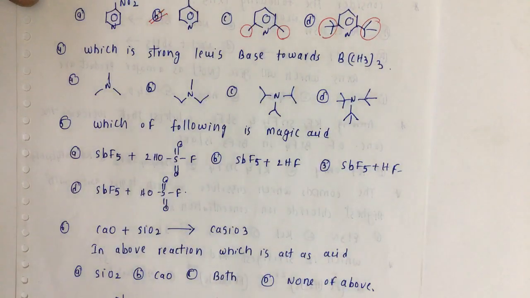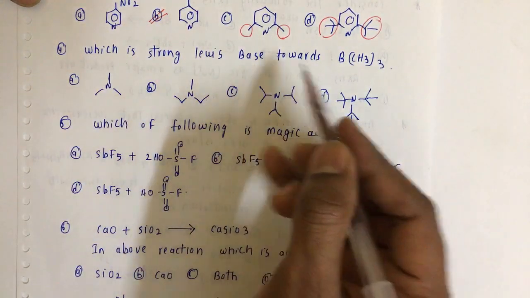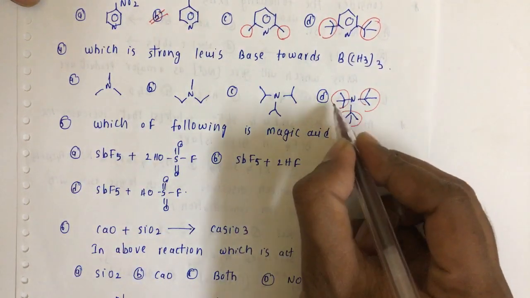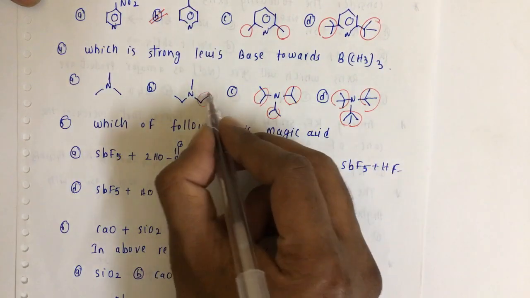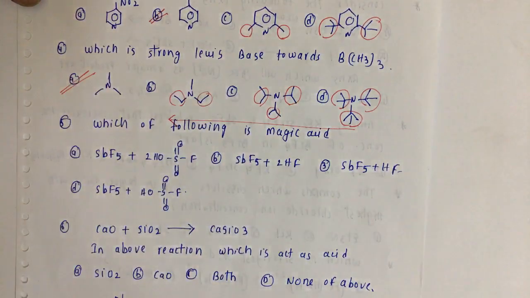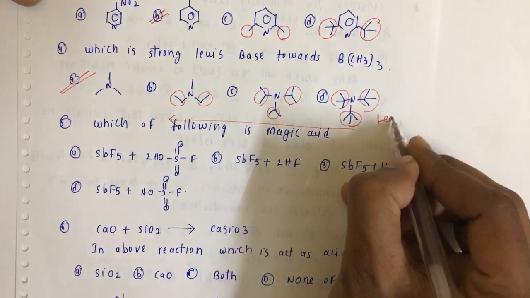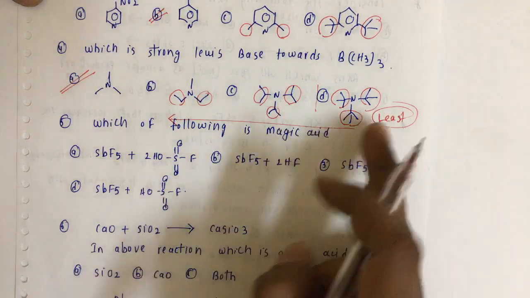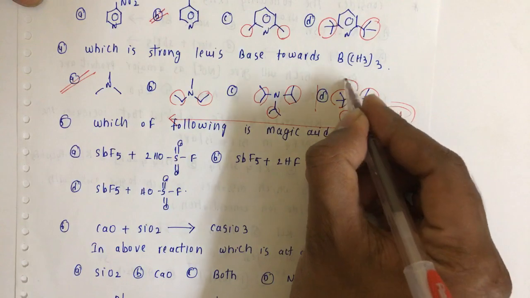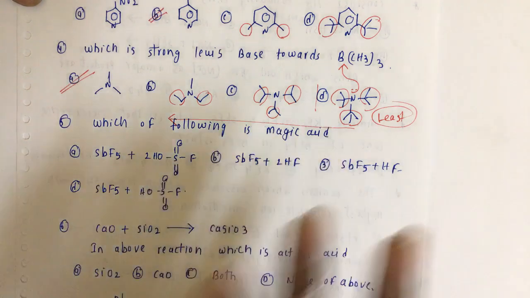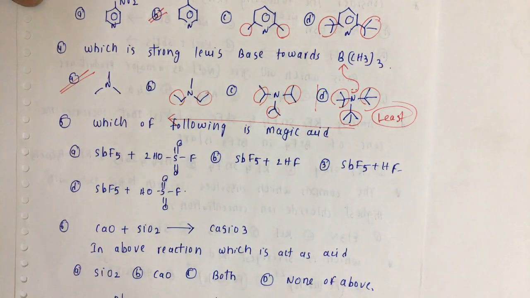A similar type of question: which is the strong Lewis base towards B(CH3)3? Here also we have to see the steric crowding. This one is highly bulky in nature, and from this side the bulkiness is decreasing. So this will be the strong Lewis base and this will be the least. Just remember, where steric crowding is there, the lone pair can't approach the vacant orbital that easily, so that one is the least basic and this will be the strong Lewis base.